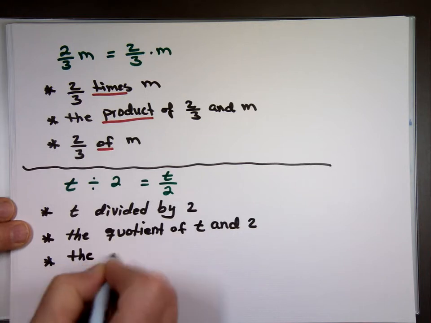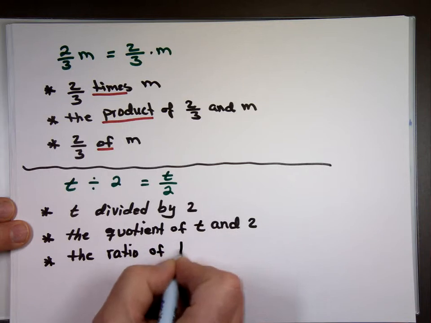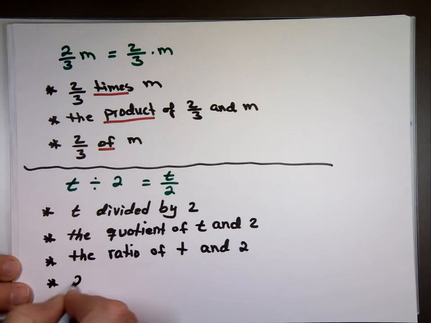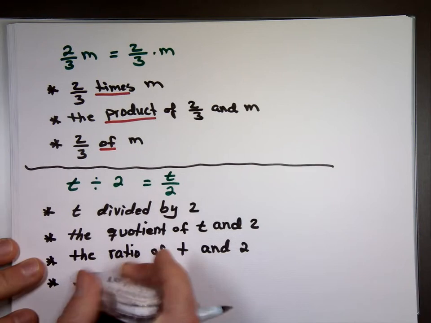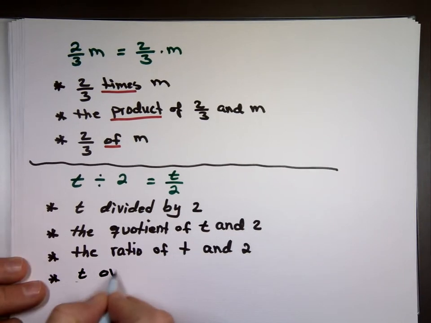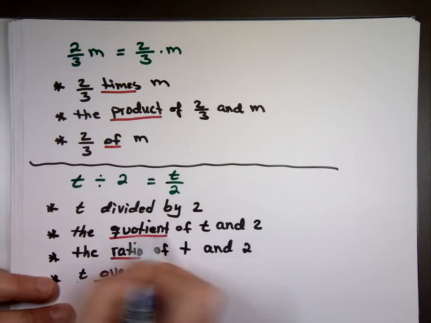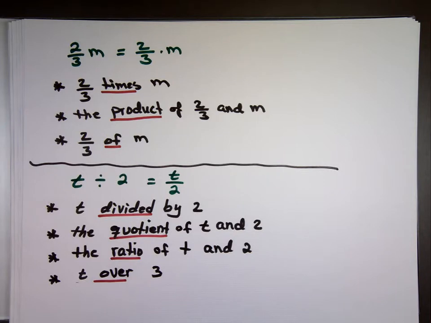The ratio. Ratio means division too. Ratio of T and 2. Or sometimes we use the word over, in this case T over 3. Some people will say T over 3. So again, these words here, all of them imply you have division. Over, ratio, quotient, divided. So let's practice some of them.